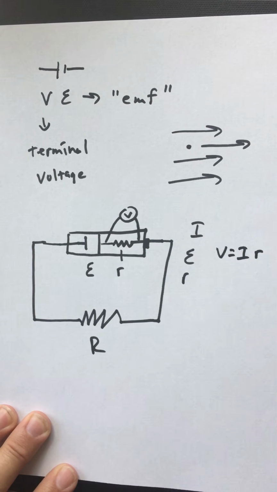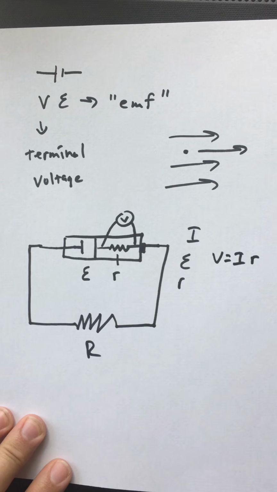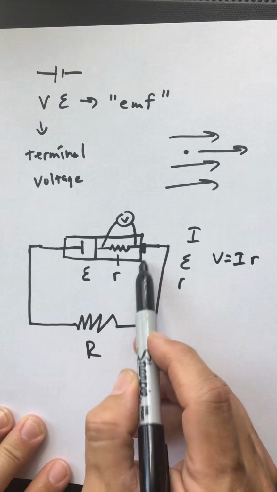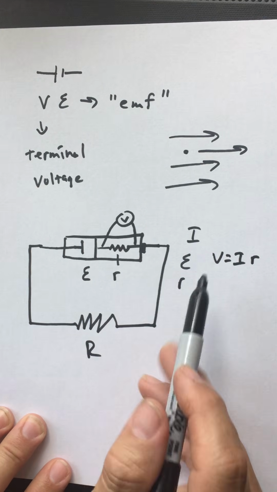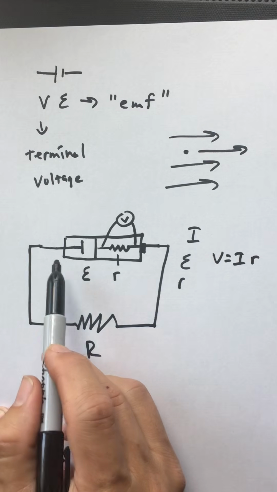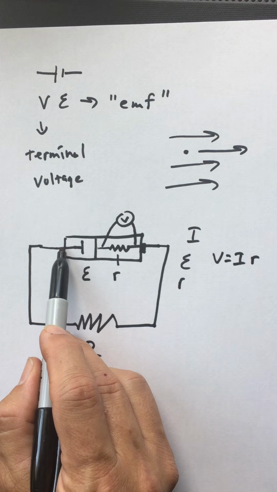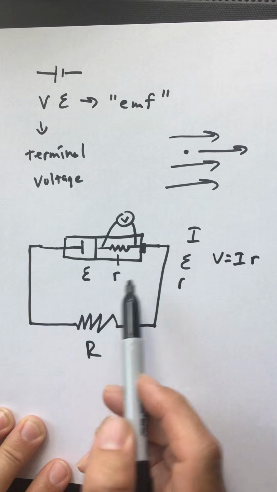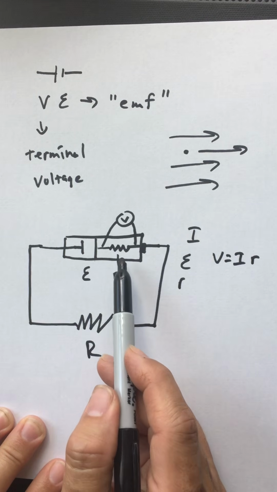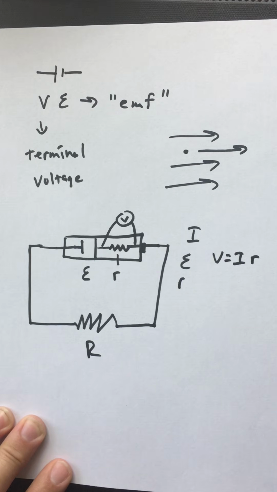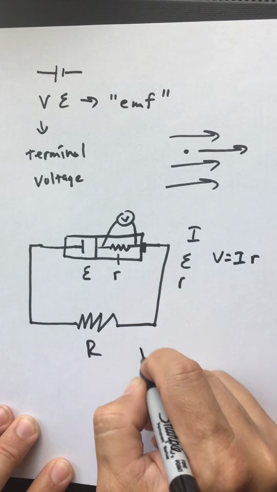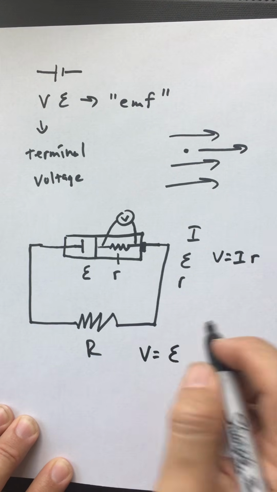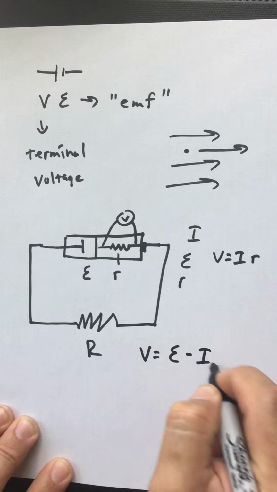I'm going to write the little r to remind myself that I'm looking at this internal resistance. And so what if this is a drop in voltage, what that's going to result in is if I measure the voltage between this terminal and this terminal of the battery, I don't see the full EMF. I see the EMF minus this voltage drop. And so the terminal voltage can be characterized like this: the EMF of the battery minus IR.